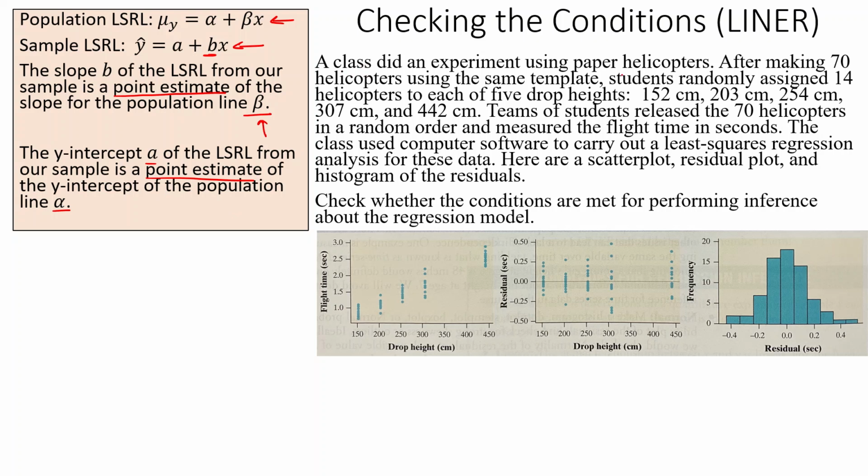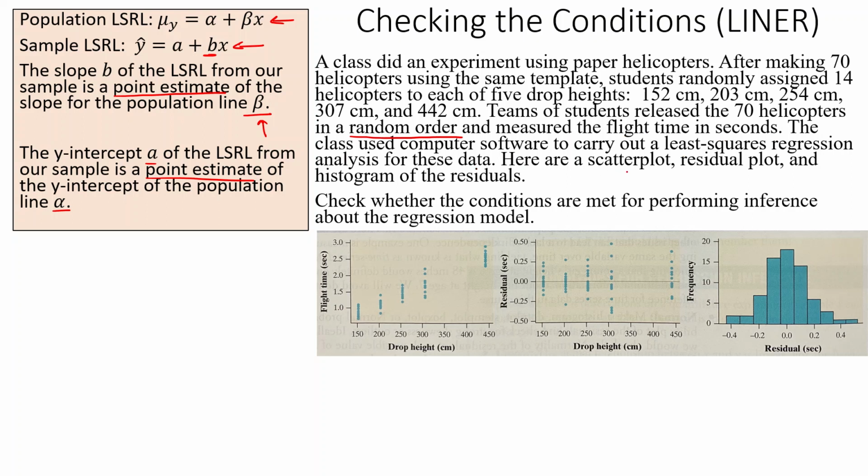A class did an experiment using paper helicopters, which we probably would have done if we were in school right now. After making 70 helicopters using the same template, students randomly assigned 14 helicopters to each of 5 drop heights, 152 centimeters, 200 centimeters, and so on. Teams of students released the 70 helicopters in a random order and measured the flight time in seconds. The class used computer software to carry out a least squares regression analysis of these data.